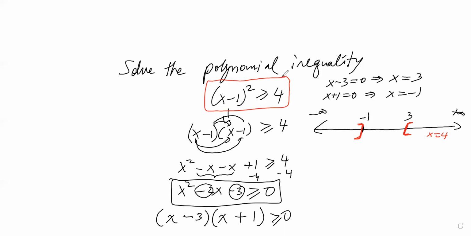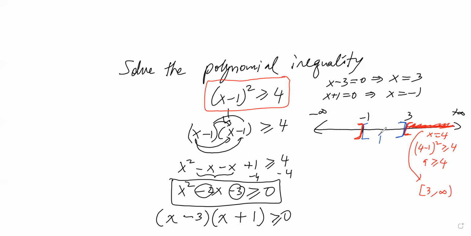So if I plug the 4 there, it's going to be 4 minus 1 squared bigger than or equal to 4, which is 3 squared, that's 9, and 9 is bigger than or equal to 4, so it satisfies. So then I'm going to take everything here. By everything, I mean from 3 to infinity, the entire segment here. And then now I'm testing numbers between negative 1 and 3.